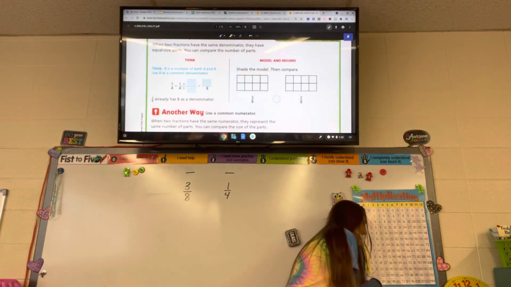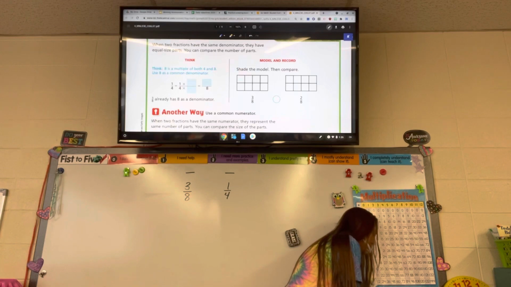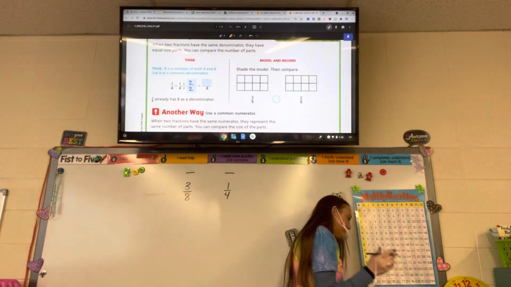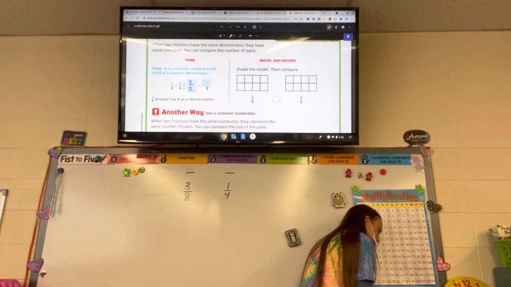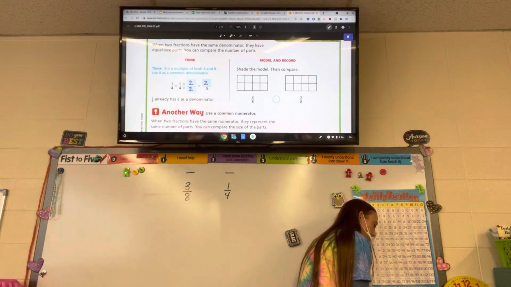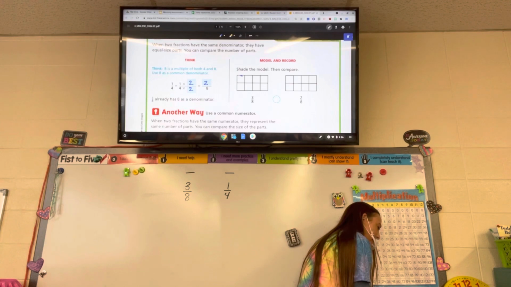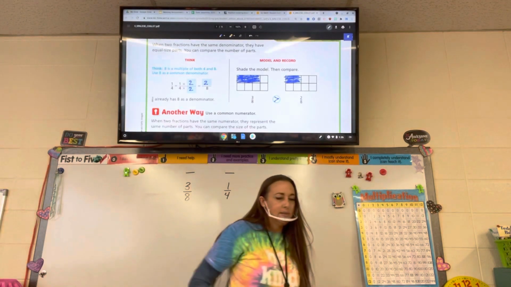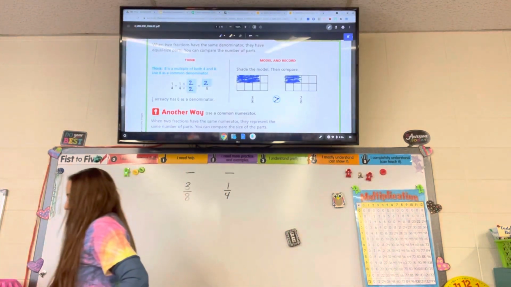Okay, so we're going to multiply 1/4 times 2 over 2. 1 times 2 is what? 2. So now we need to shade 3 8-size sections. Make sure you're writing this down. 3 8-size sections here. And then what do we shade next to it? 2 8s. So which one did we shade more on? 3 8s. So 3 8s is greater than 2 8s.